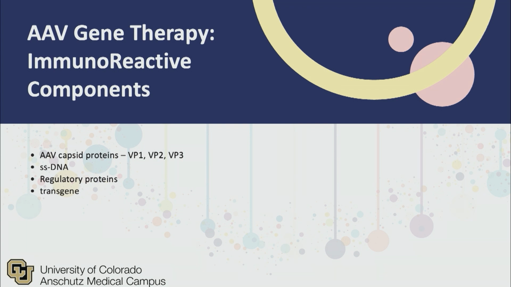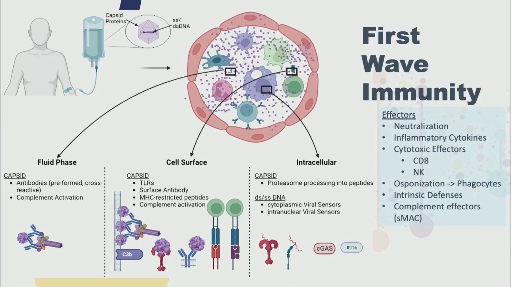With the virus, there are a number of immunoreactive components. There are the capsid proteins, which are the first things that your immune system is going to see. It's a single-stranded DNA that comes from a virus, and you have innate mechanisms to respond to that. And then there's a transgene, and then there's a regulatory protein, but we're going to skip over that.